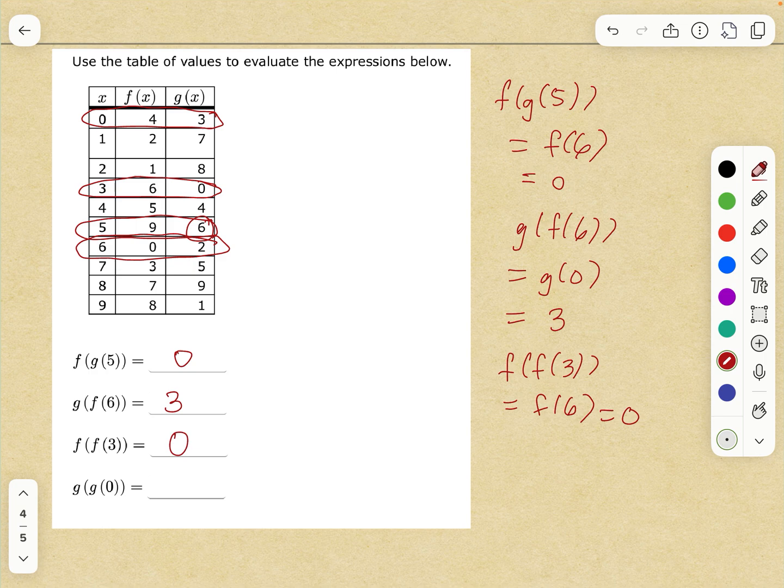The last one is g of g of 0. So to find g of g of 0, first I find g of 0, which I already saw is 3. So g of g of 0 is equal to g of 3. What's g of 3? I look at the row where x is 3, and I see that g of 3 is 0. So the answer is 0.